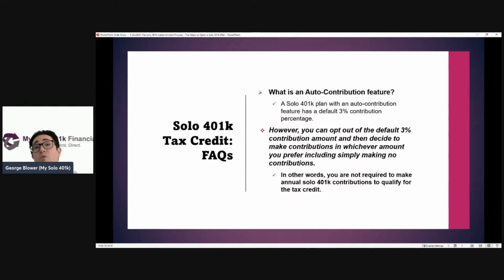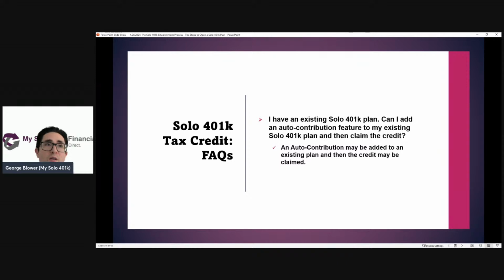It also means that the solo 401k owner can now make contributions on whichever schedule they prefer. So now you're preserving all that flexibility that naturally comes with a solo 401k by opting out of the default amount, but it doesn't mean that the individual is not eligible to claim the credit, because they're just exercising their rights under the automatic contribution feature. As a matter of fact, the individual is not even required to make solo 401k contributions to qualify for the credit. So if you have an existing plan, yes, it could be upgraded to our plan so that it now includes the automatic contribution feature. And now the self-employed individual is eligible to claim the credit.